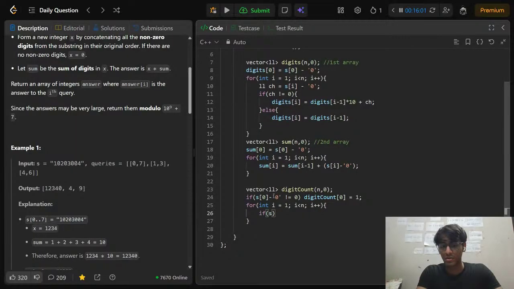If s of i minus zero is not equal to zero, then count of i equals count of i minus one plus one, else digit count of i equals digit count of i minus one.